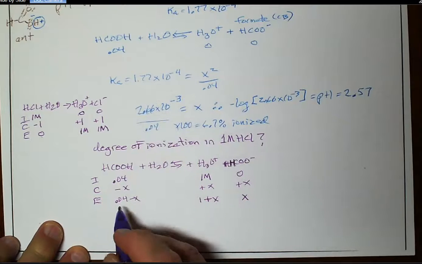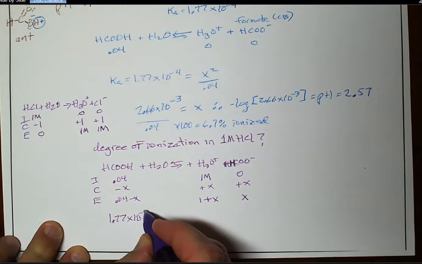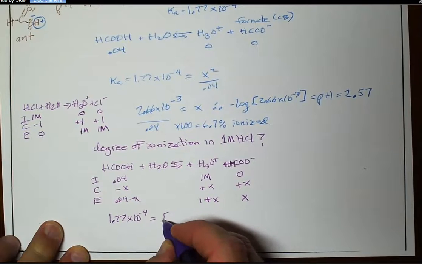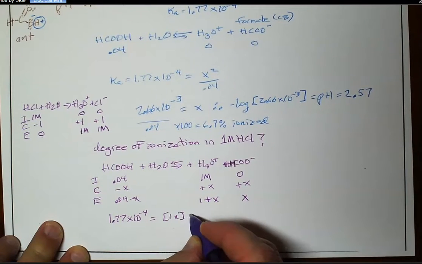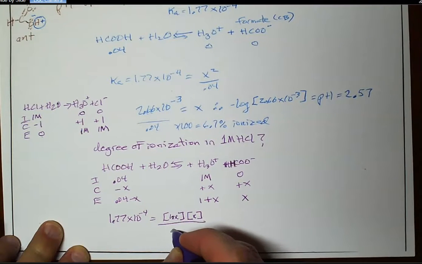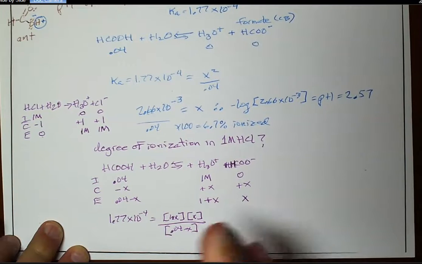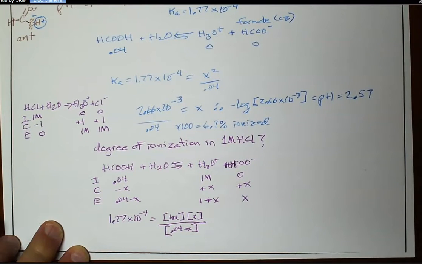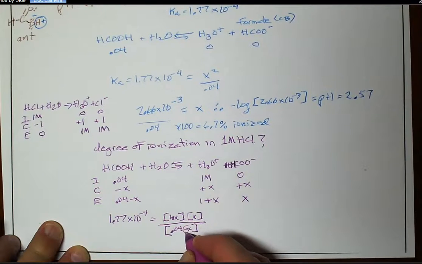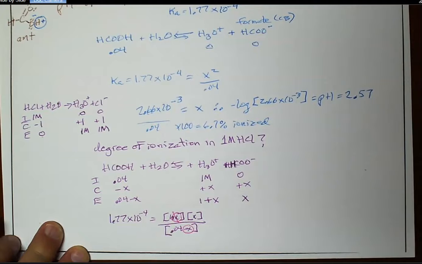The Ka for formic acid does not change, 1.77 times 10 to the negative 4th. But now it equals 1 plus x times x over 0.04 minus x. Now what do we do with x's that we're simply adding or subtracting because they don't really make a difference? We just ignore them to make the math easier. So that plus x, we're going to ignore that.